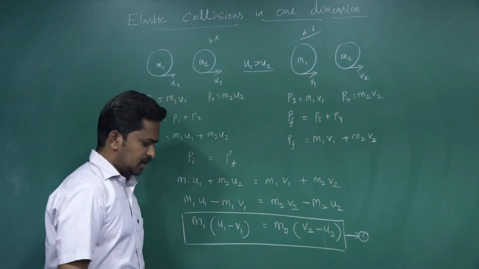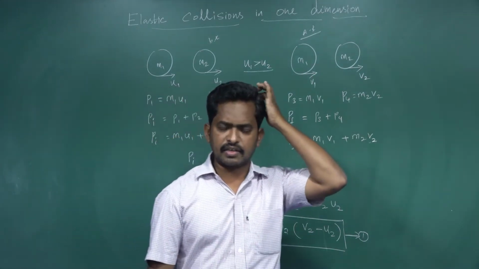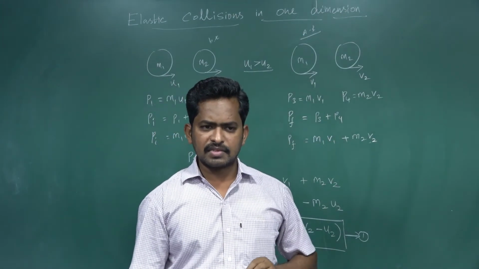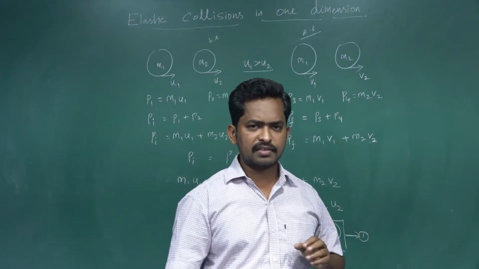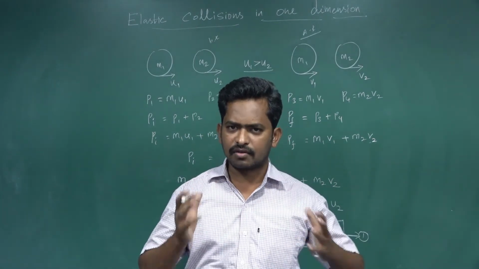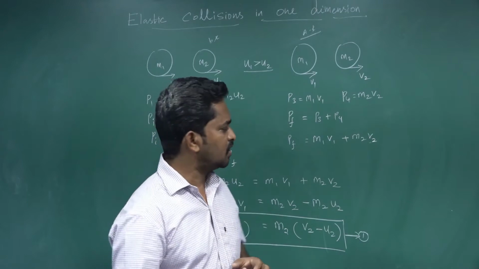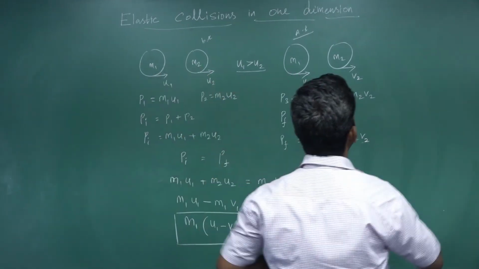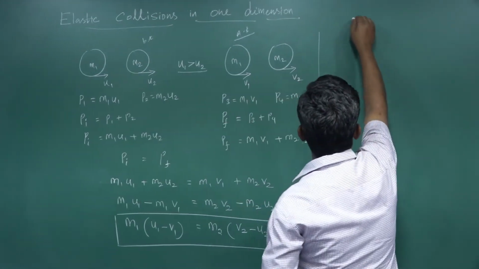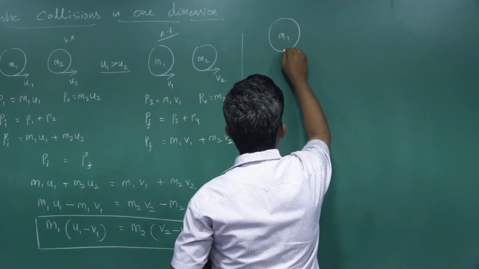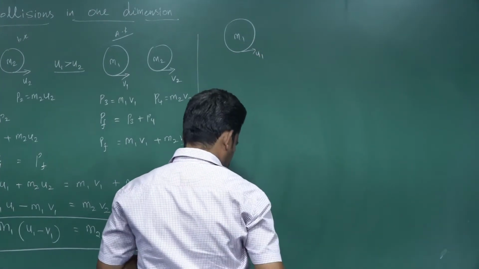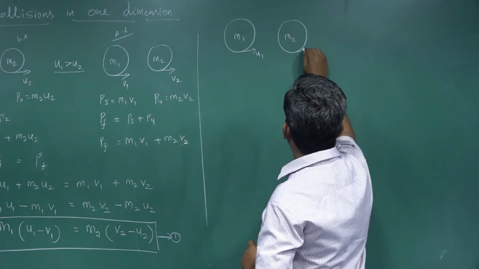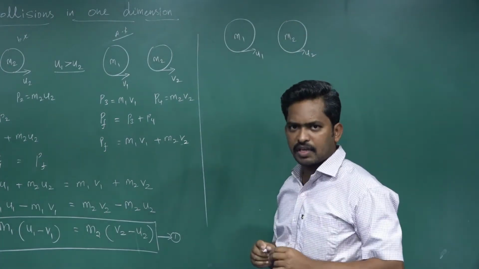And for the same phenomenon, total kinetic energy. Because momentum is conserved, the total kinetic energy of the bodies is also conserved, since the body is elastic. So I want to calculate the kinetic energy of the first body. The first body has mass m1 and initial velocity u1, and the second body has mass m2 and initial velocity u2.